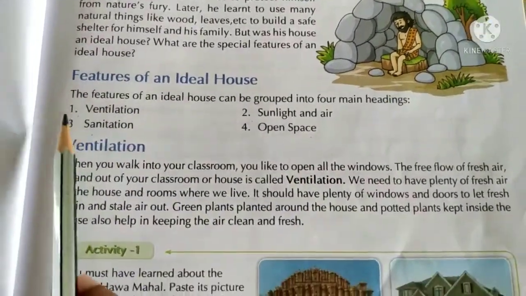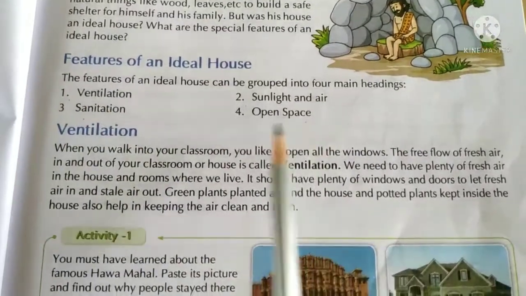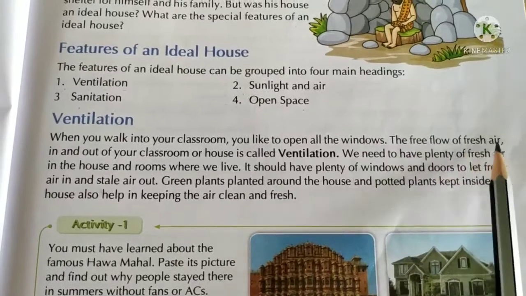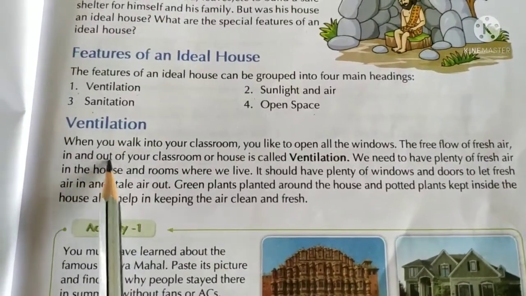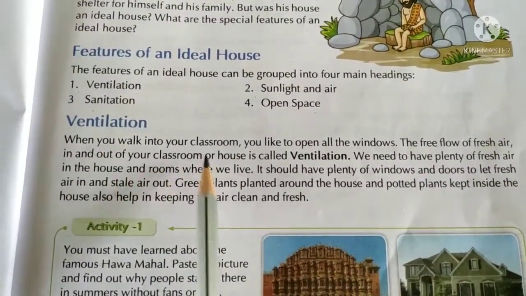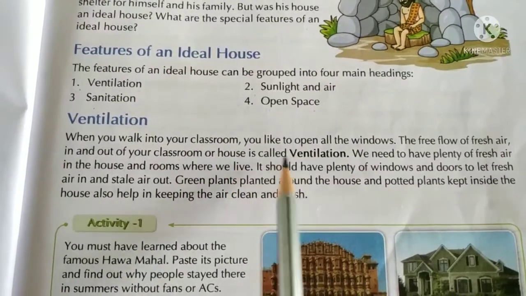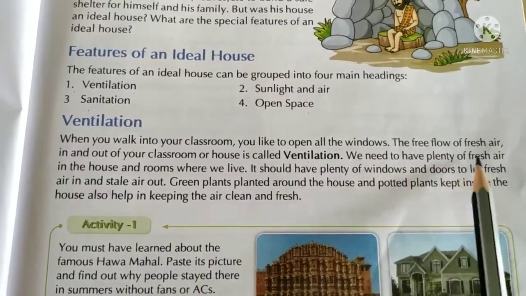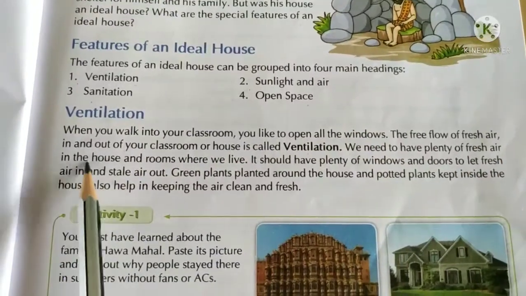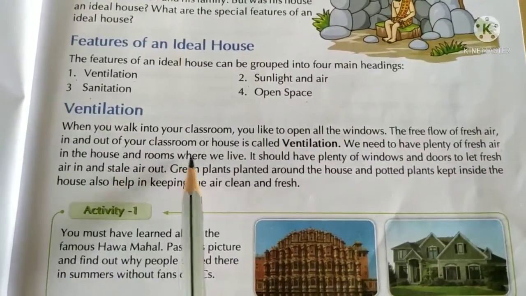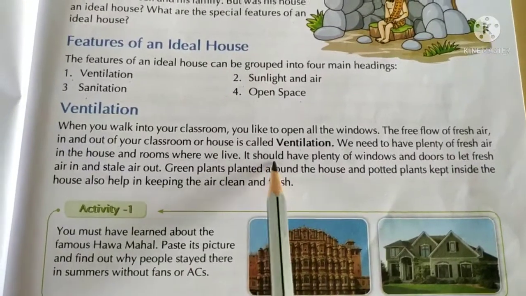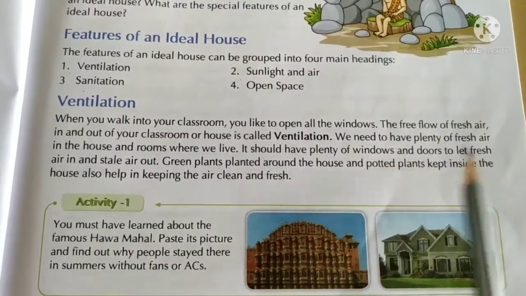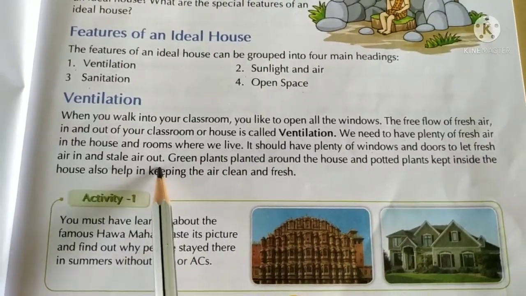Now let us understand these new terms one by one. Ventilation is the free flow of fresh air in and out of your classroom or house. Okay, this is called ventilation. We need to have plenty of fresh air in the house and rooms where we live. It should have plenty of windows and doors to let fresh air in and the stale air out.